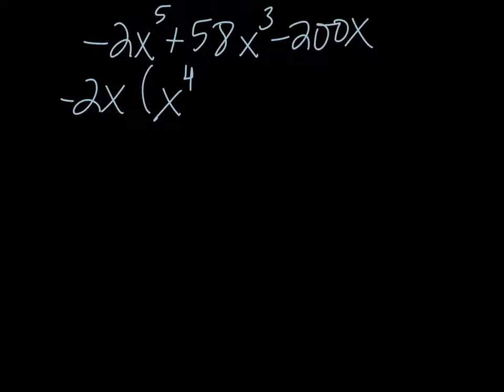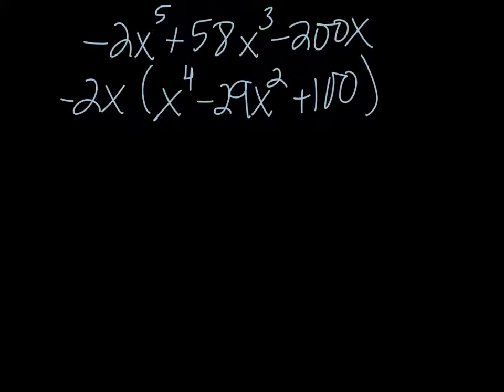58 divided by negative 2 is negative 29. And x to the 3rd divided by x is x squared. Then negative 200 divided by negative 2 is positive 100. And x divided by x is 1. So we don't need an x in that term anymore.